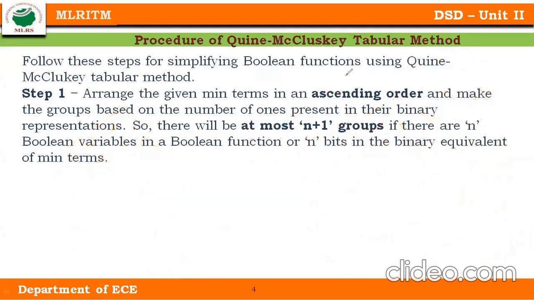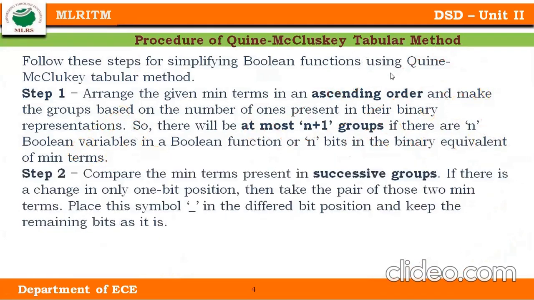Then step 2: now start comparing the min terms of the present group with the next group. If there is any change in one bit position, then take that pair. Suppose here, what is this?